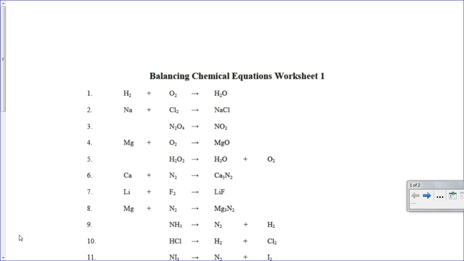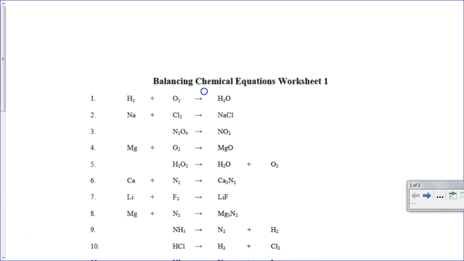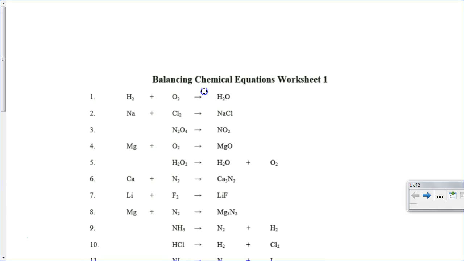However, there's 2 oxygens on the left-hand side and there's only 1 oxygen on the right-hand side. Unfortunately, the only way that I can work this out is by throwing a 2 as a coefficient here in front of the H2O. If I do that, then I've messed up the hydrogens a little bit, but I can save the situation by putting a 2 there in front of the H2 as well. And so now we have 4 hydrogens on each side and 2 oxygens on each side.